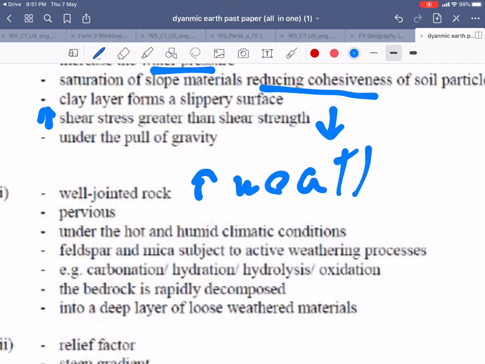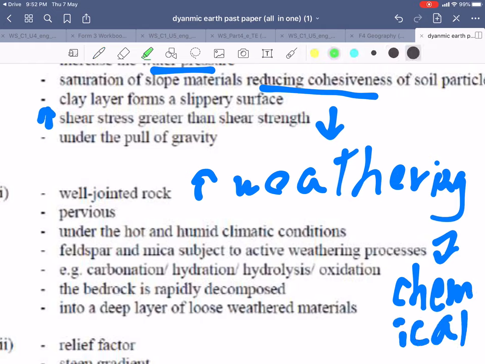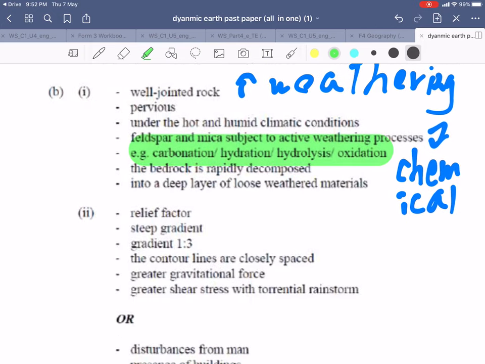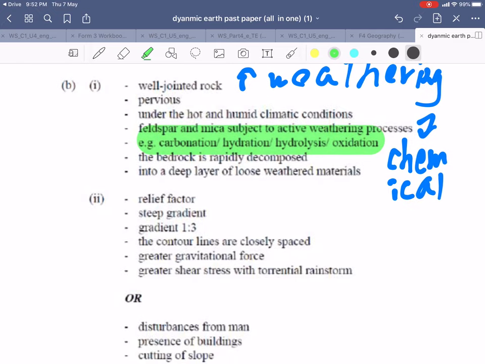Okay. And then under a hot and humid climatic condition, feldspar and mica are subjected to the active weathering process. But what is the weathering process? Mostly are the chemical weathering processes. But what are the chemical weathering processes? I think you have to memorize all of these, okay? Carbonation, hydration, hydrolysis, and also oxidation. So the bedrock is rapidly decomposed into a deep layer of loose weathered material.